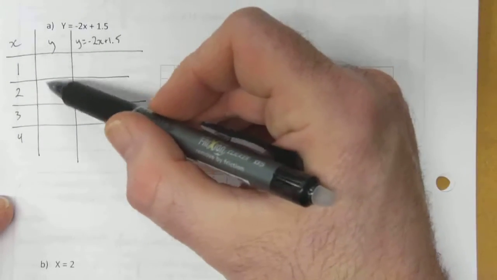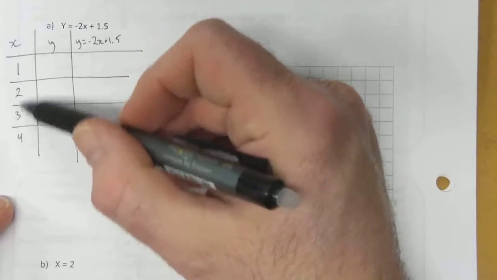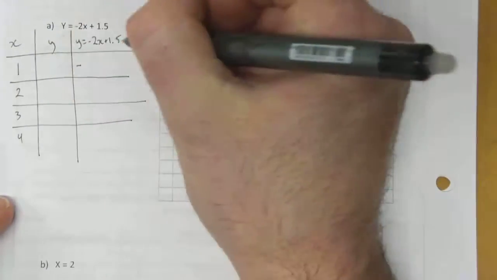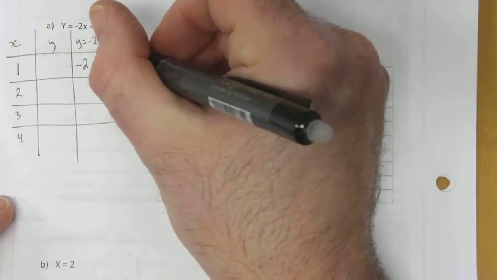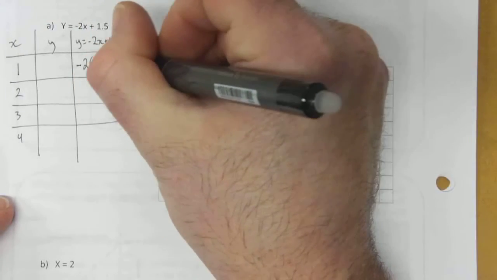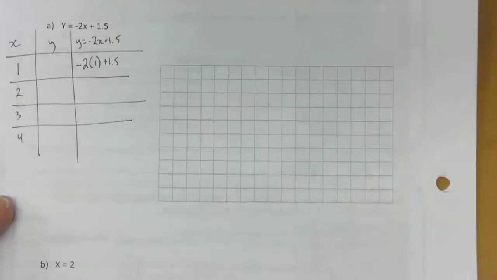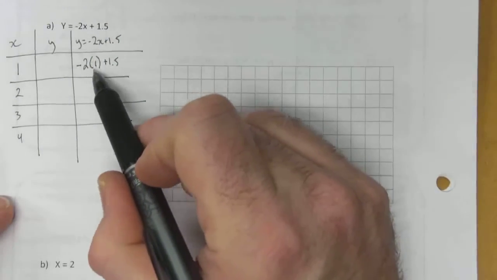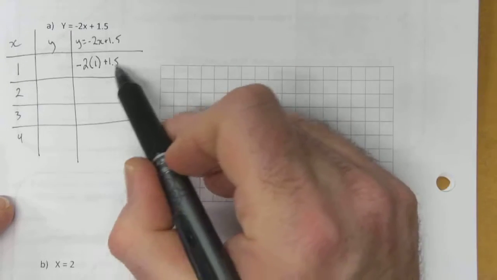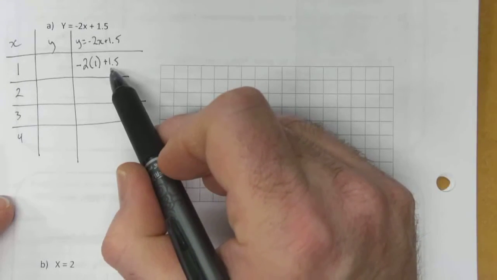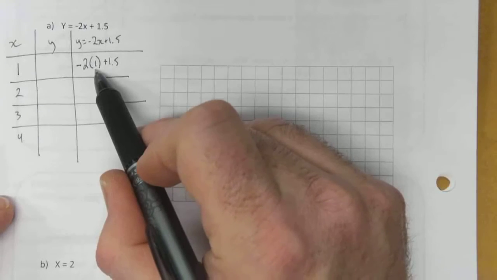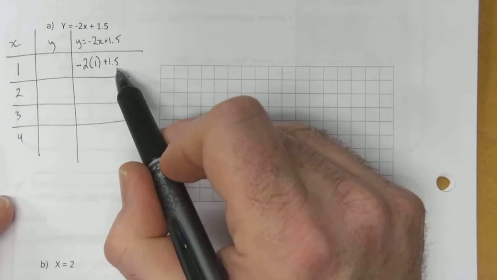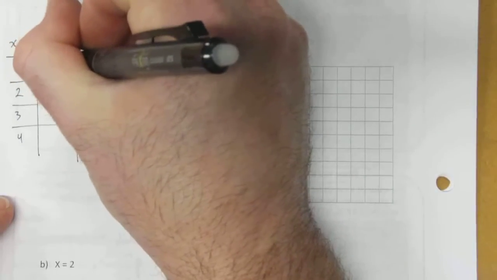Now, in order to find the y coordinates that match up with these x coordinates, we need to calculate it using our equation. So, negative 2x, well in this case x is 1, so I substitute it in. So this becomes negative 2 times 1 plus 1.5. This is our x value. Once we calculate what this is worth, that becomes our y value. So negative 2 times 1 is negative 2. Negative 2 plus 1.5 becomes negative 0.5.